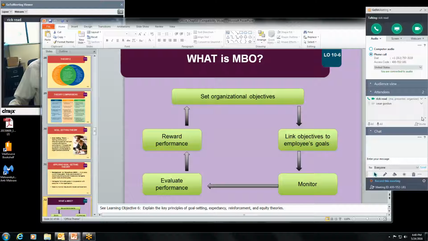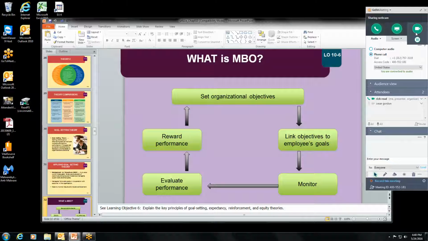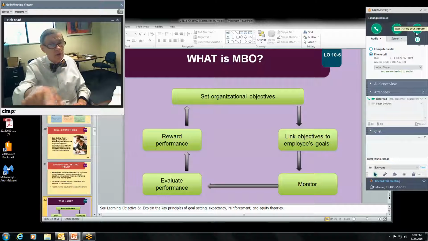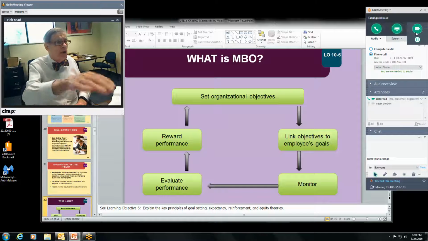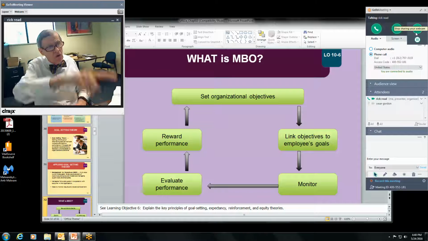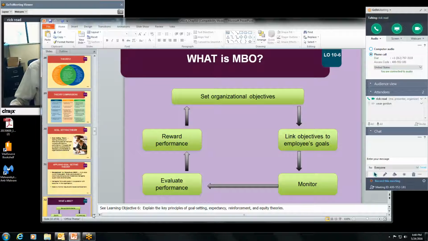This particular slide gives a little bit of a graphic display of what management by objective is. And you can see how it moves. These are organization objectives, and then linking objectives with the employee to that. Monitor, evaluate, reward, etc. And actually, it goes more in a circle. I like to think of it in a circle as opposed to a rectangle or a square.